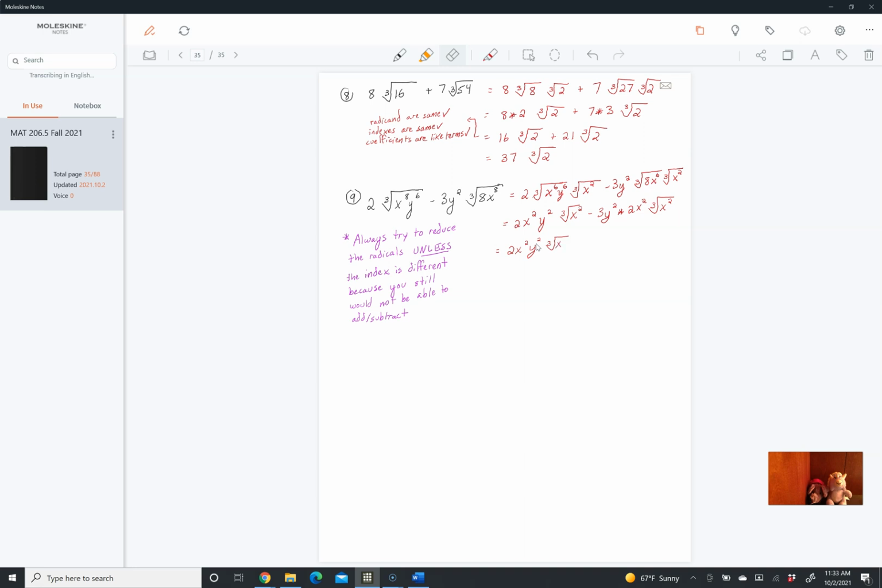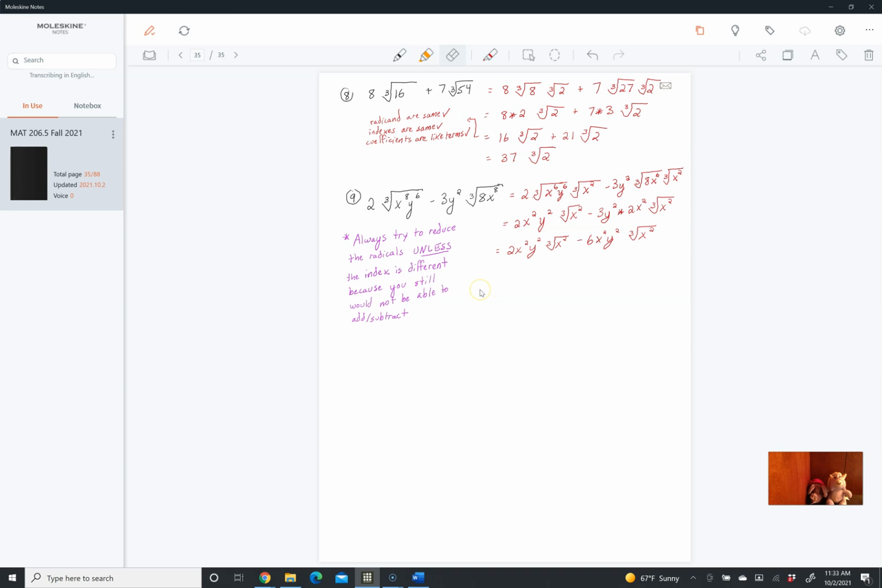The reason why I'm putting this step in is that the second term, we have numbers that can be multiplied. So 3 times 2 is 6, and we have an x squared and a y squared. I'm going to switch the order just so that you see it looks exactly the same. So we wind up with 6x squared y squared, cube root of x squared.